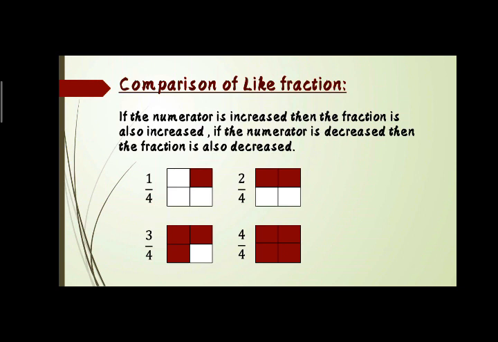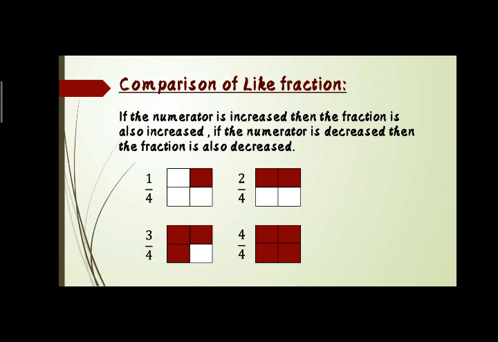Now listen, if the numerator is increased, like this one, then the fraction is also increased. The fraction is increased because the numerator is greater. If the numerator is decreased, like this one, 1 upon 4, the fraction is decreased because it has less shaded part as compared to 4 upon 4. It is the smallest fraction compared to 2 upon 4.